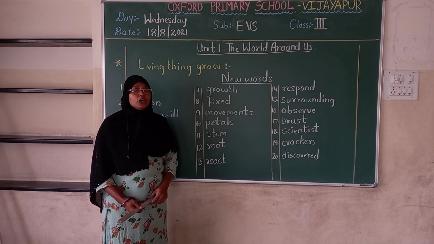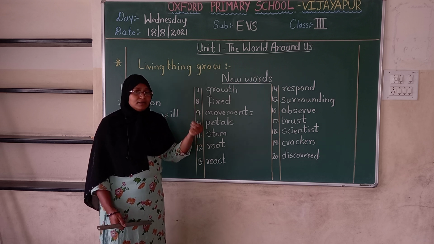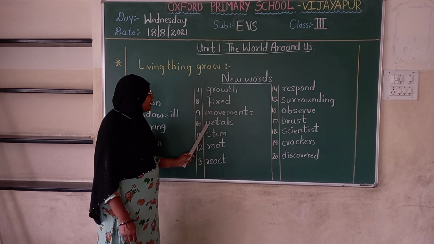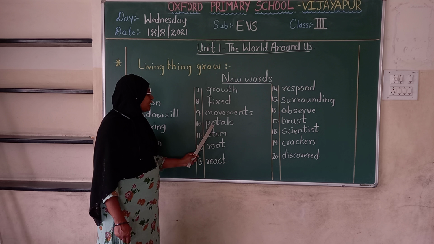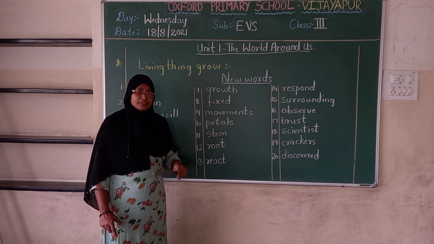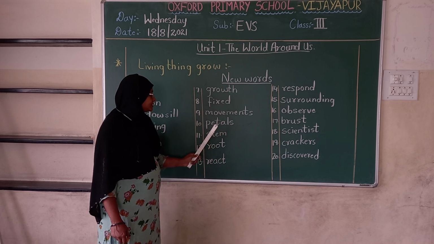What are petals? You take a flower, you remove one. That particular part, we call it petals. P-E-T-A-L-S, petals. While doing this experiment, I will show you what petals are.